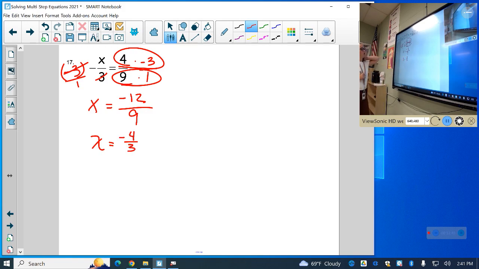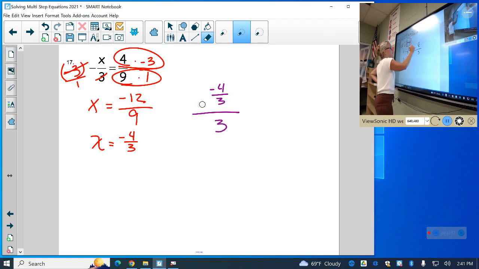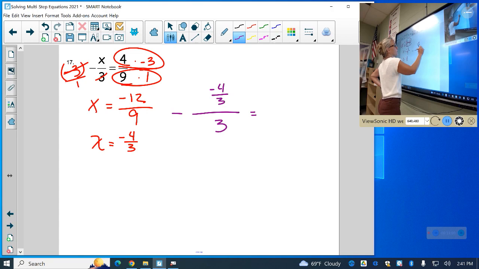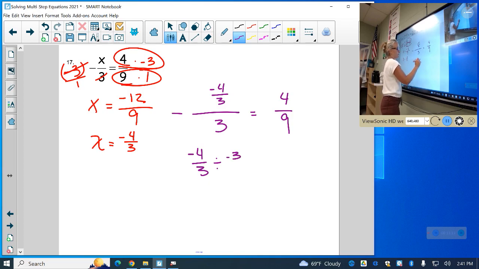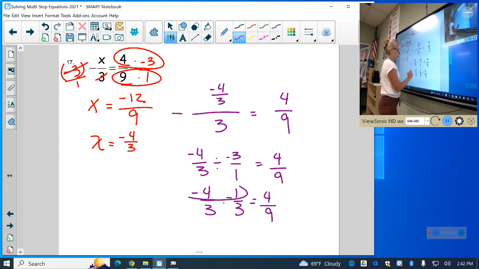Okay? Now to check this one, it's tricky, so I'll go ahead and do that for you. So you have negative 4/3 divided by 3, which is a nightmare in itself because you have a fraction and a fraction, equals 4/9. So if we remember from yesterday or from our order of operations notes, whenever you have a division problem, you can rewrite it like this. And then we multiply by the reciprocal. So we have negative 4/3 times negative 1/3, excuse me, equals 4/9. Marry the tops, marry the bottoms, and look, negative times a negative is a positive, 3 times 3, so it works.